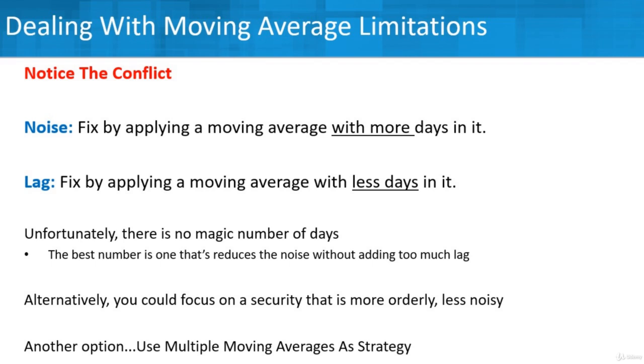And then there's another option, which is that you could use multiple moving averages as a strategy. And we're going to talk about that next. In that strategy, you're not looking at when the price crosses over and dealing with those limitations. You're going to look at when moving averages cross over each other. So let's take a look at that in the next lesson.